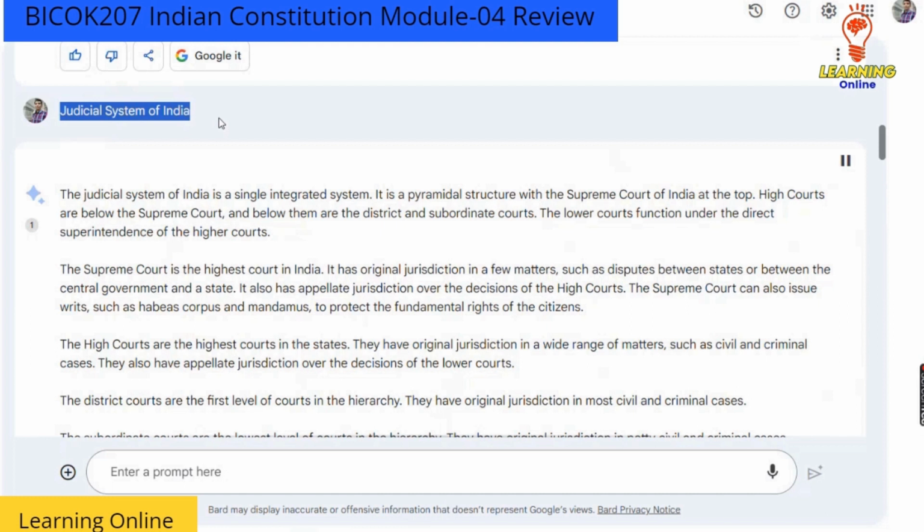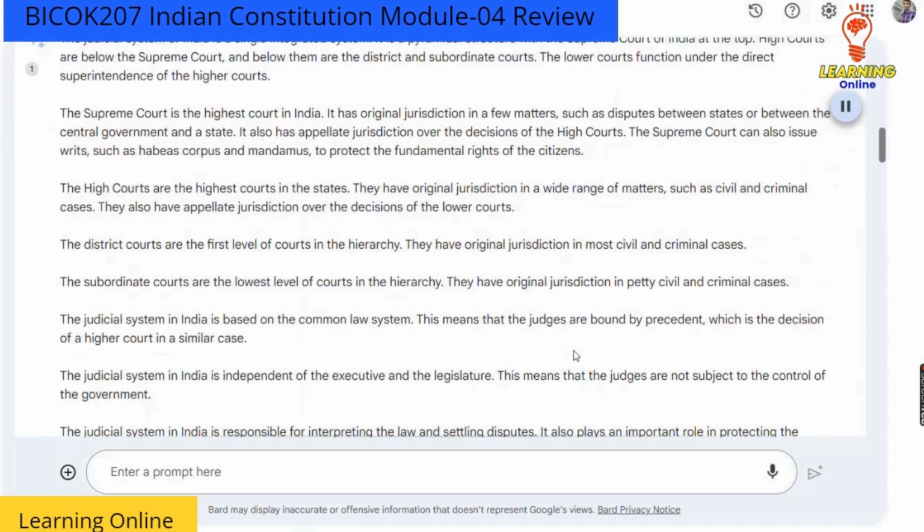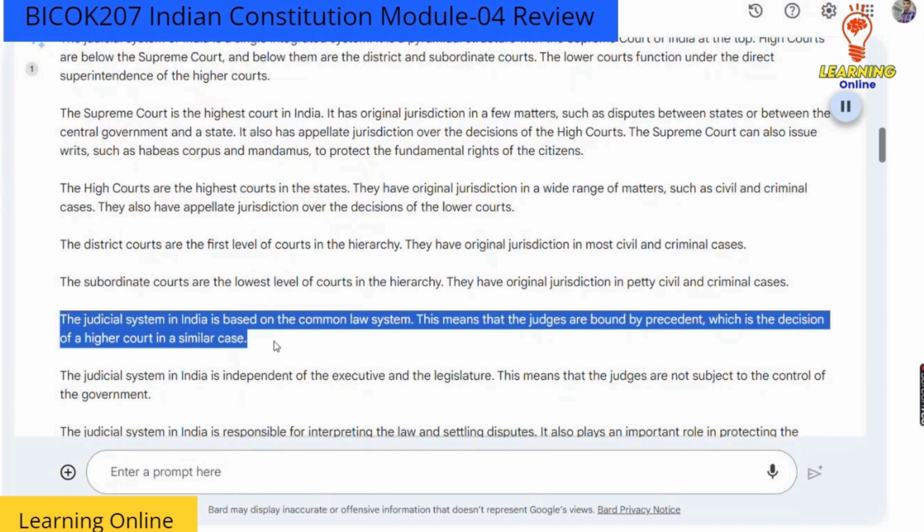The district courts are the first level of courts in the hierarchy. They have original jurisdiction in most civil and criminal cases. The subordinate courts are the lowest level of courts in the hierarchy. They have original jurisdiction in petty civil and criminal cases.